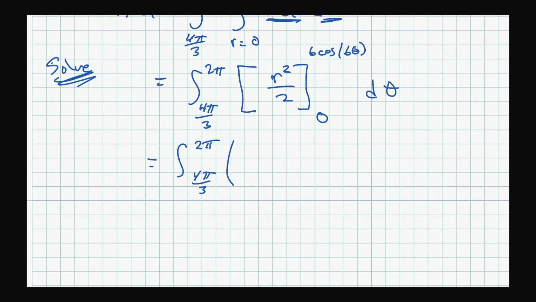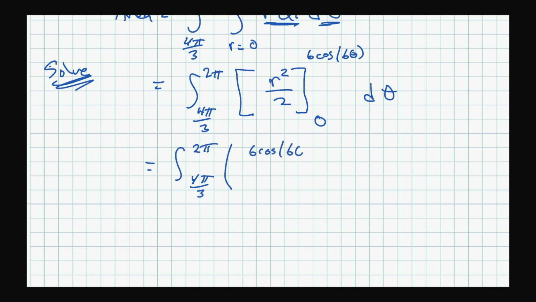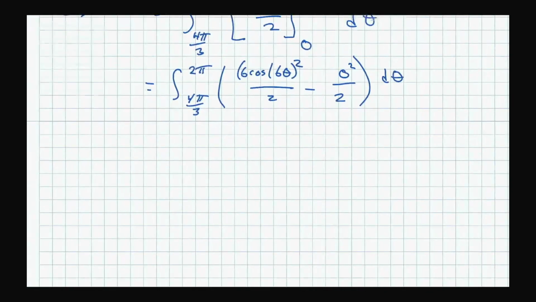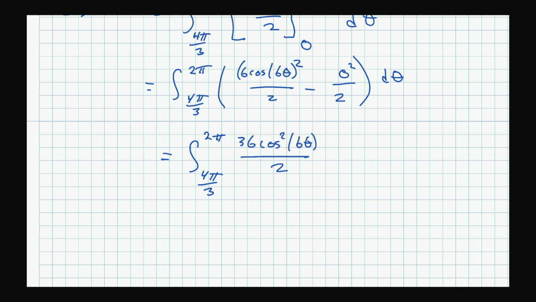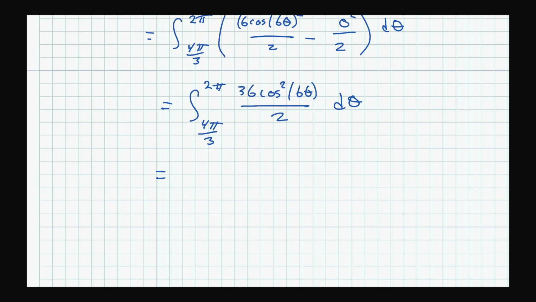So put in the 6 cosine 6 theta. You have 6 cosine 6 theta squared over 2 minus 0 squared over 2 when you plug in your limits into here, d theta. I didn't forget my r dr, right? Okay, good. So of course, what we end up with here is 4 pi over 3 to 2 pi. You square this, you're going to get 36 cosine squared 6 theta over 2 d theta. You can take the 36 over 2 out as 18, 4 pi over 3 to 2 pi, cosine squared 6 theta d theta.